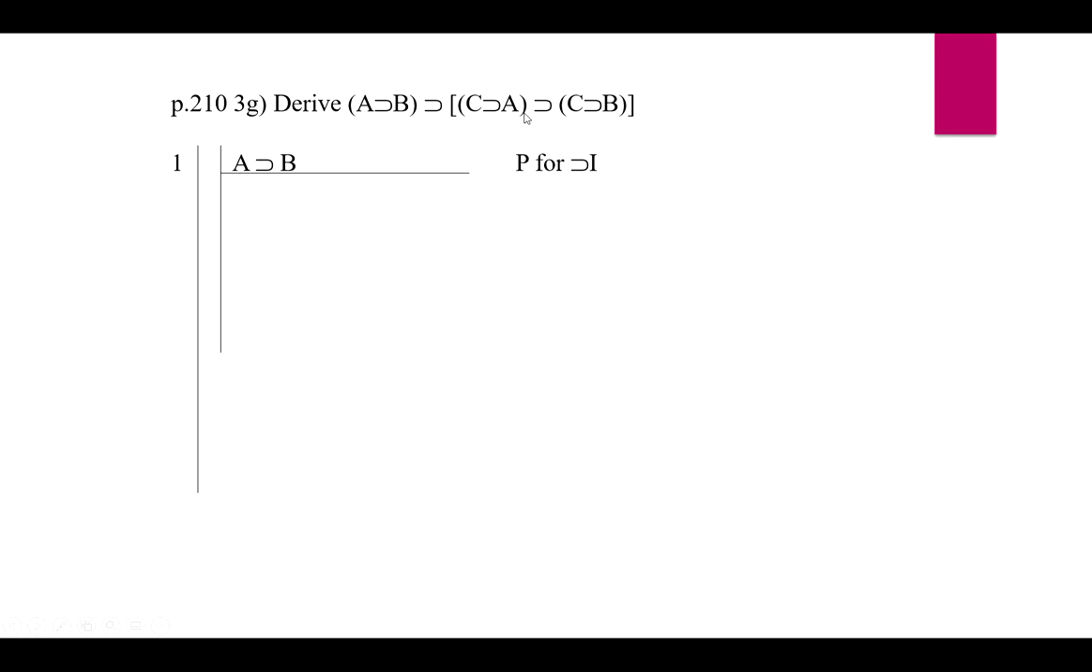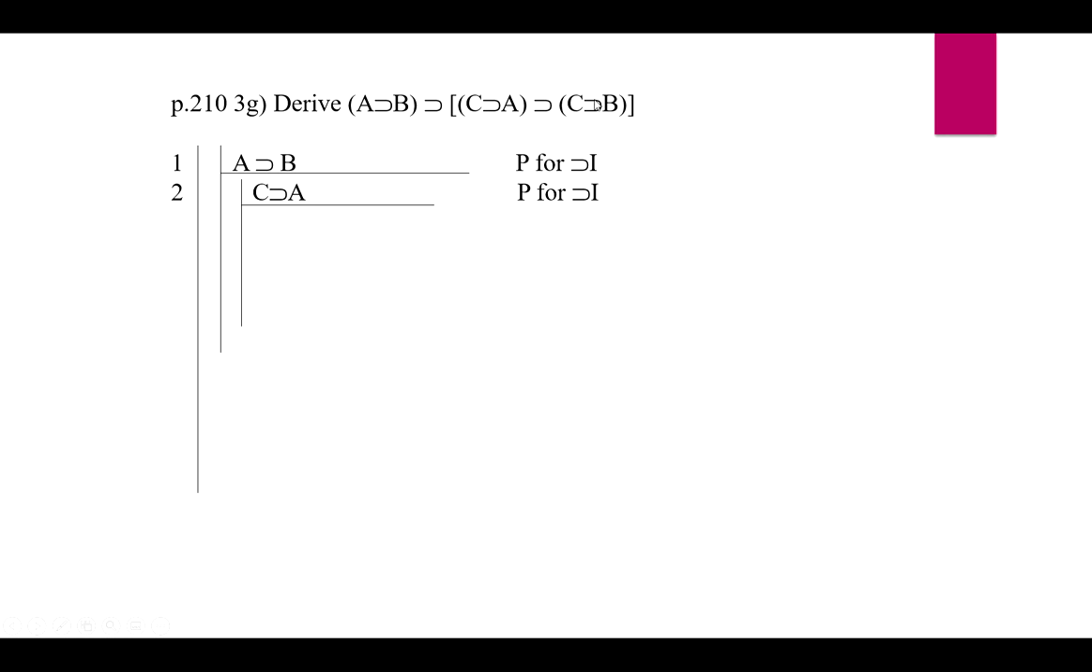So now looking at that consequent, our main connective here is also a material conditional, right? This is what these problems have in common. So we're going to assume the entire antecedent for that conditional, right? Which in this case is if C, then A.